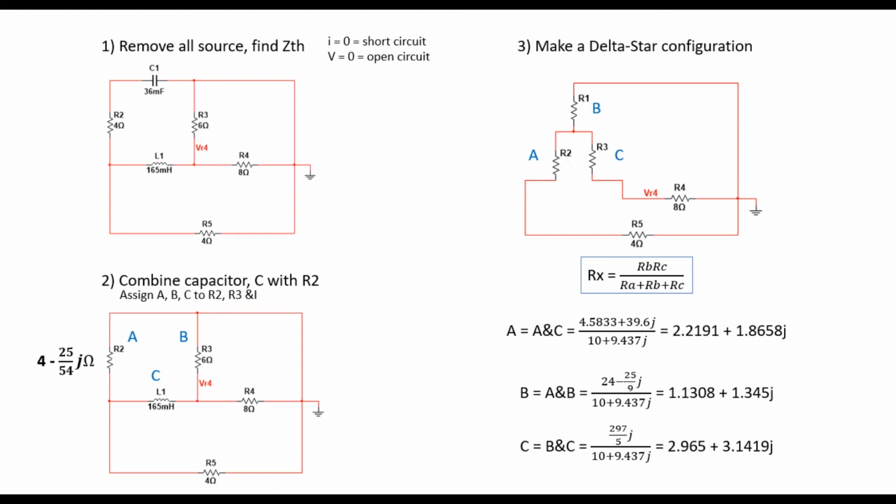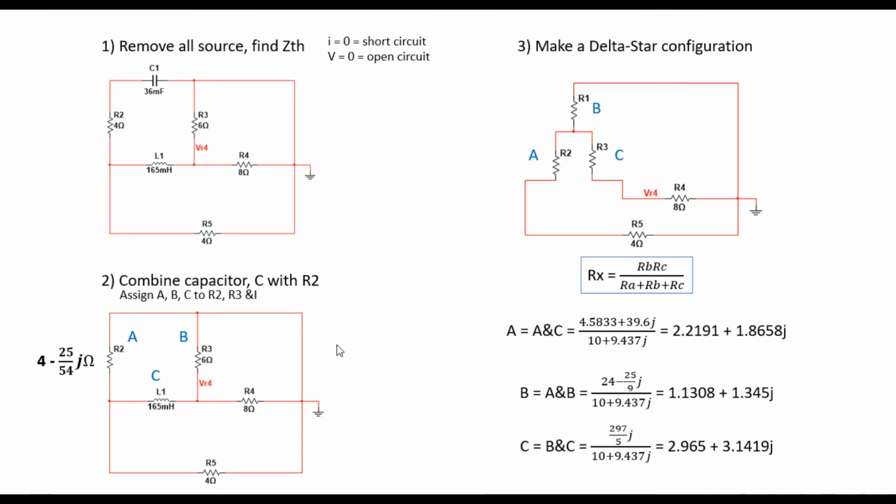The third step is the delta star configuration circuit. It will be like this, followed by the formula for star configuration. This one. So the answer should be like this: A, B and C. For example, we want to find A based on the circuit at number 2. We combine A and C, resulting in A star.